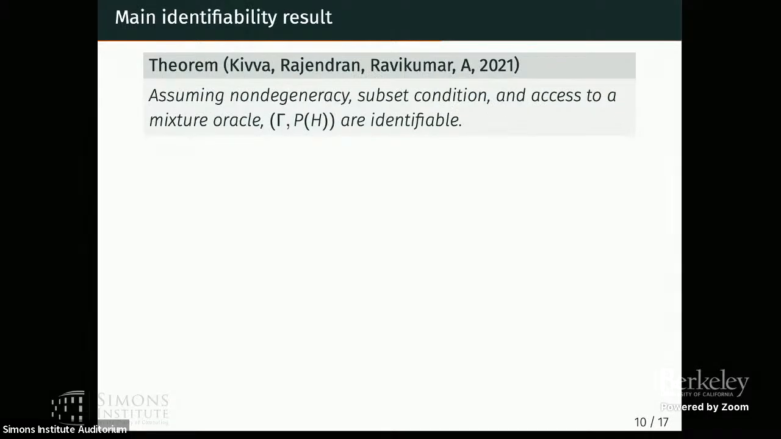And the main theorem that we prove is if you assume these non-degeneracy conditions, the subset condition that I showed you before, and access to this mixture oracle, then both gamma, the bipartite graph from the hidden variables to the observables X, and the latent distribution P of H, are both identifiable. And since identifiability has been discussed previously in this workshop, I should emphasize that here, what I mean is that this is a one-to-one mapping. I'm not necessarily assuming that this mapping is continuous or something like that. I'll say more about that in a second.